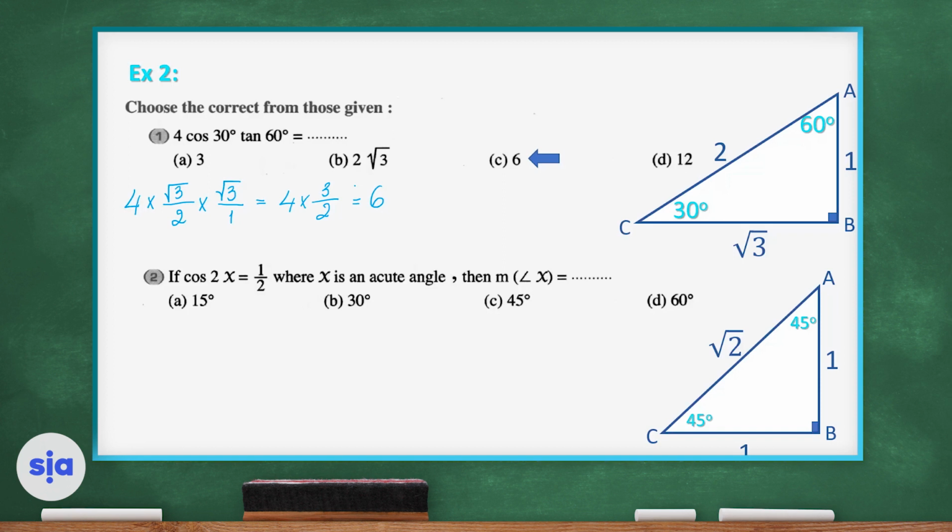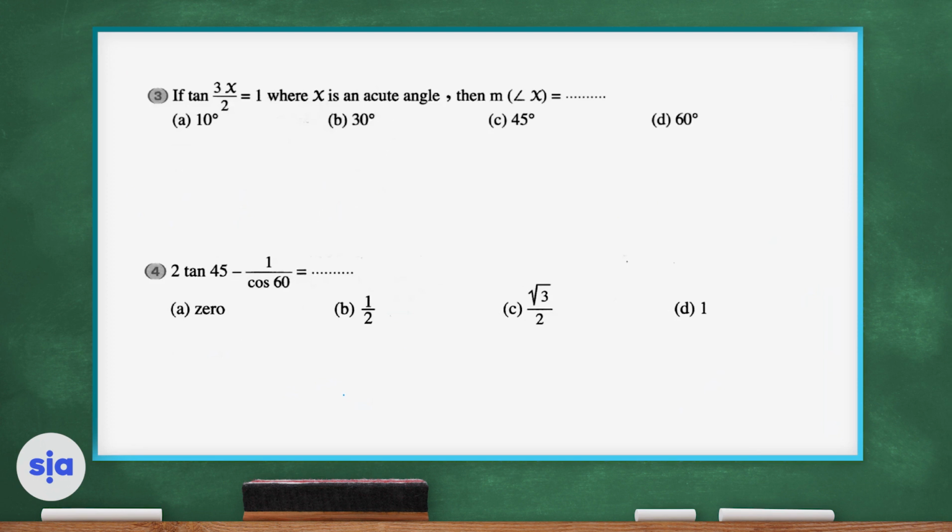Question 2, if cosine 2x equals half. So, you need to check cosine what equals half. You will see that it's cosine 60. Then cosine 2x is the same as cosine 60, then obviously 2x equals 60, so x is equal to 30 degrees. So the right choice here is choice B.